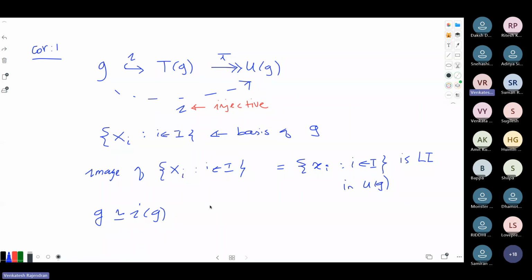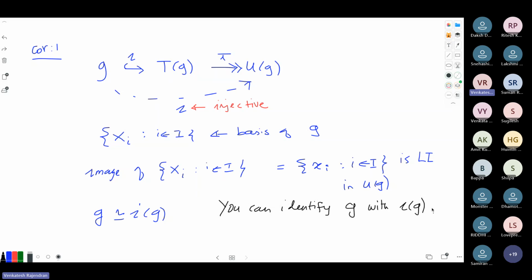Okay. So this actually tells you that you can identify G with iota of G. So that is what mostly people do when they get into representation theory. They stop using different notation for elements of G and its image. Okay, they just use the same notation.